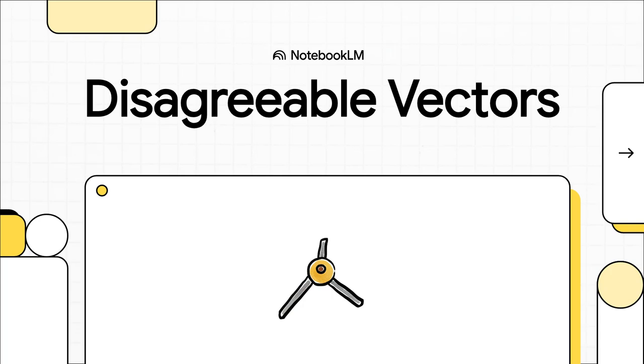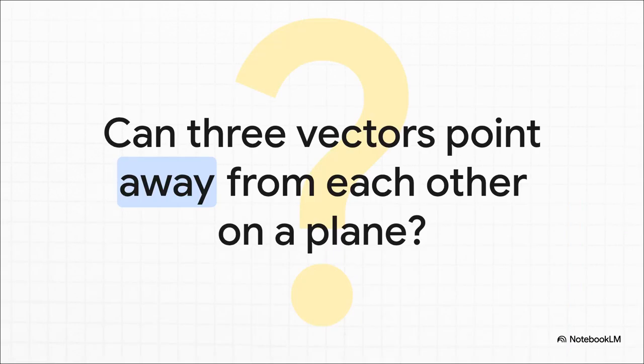All right, let's dive into a really fascinating little spatial puzzle today. This one comes from a problem set at MIT, and it's called the case of the disagreeable vectors. It seems so simple on the surface, but trust me, it reveals something really profound about how we describe directions in space. So here's the question that kicks everything off, and it almost sounds like a riddle, right?